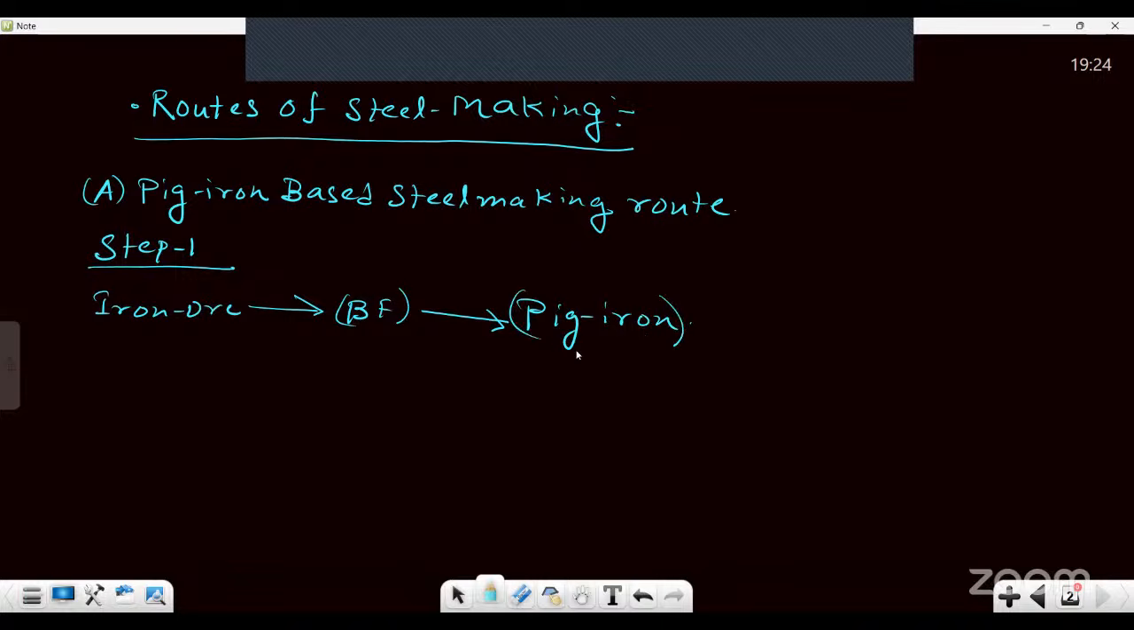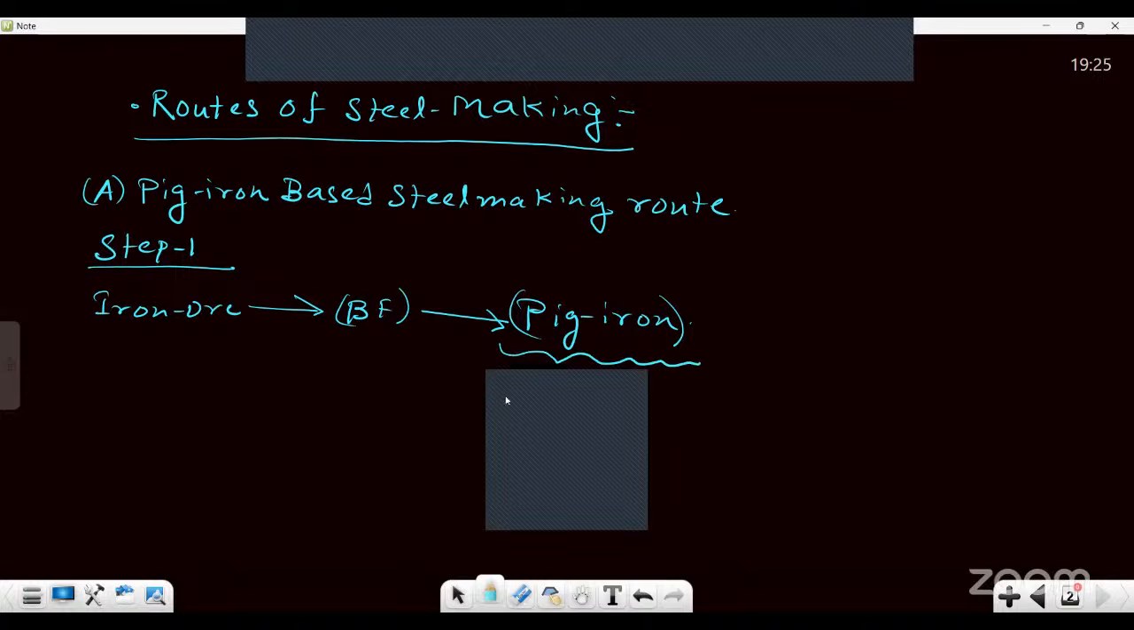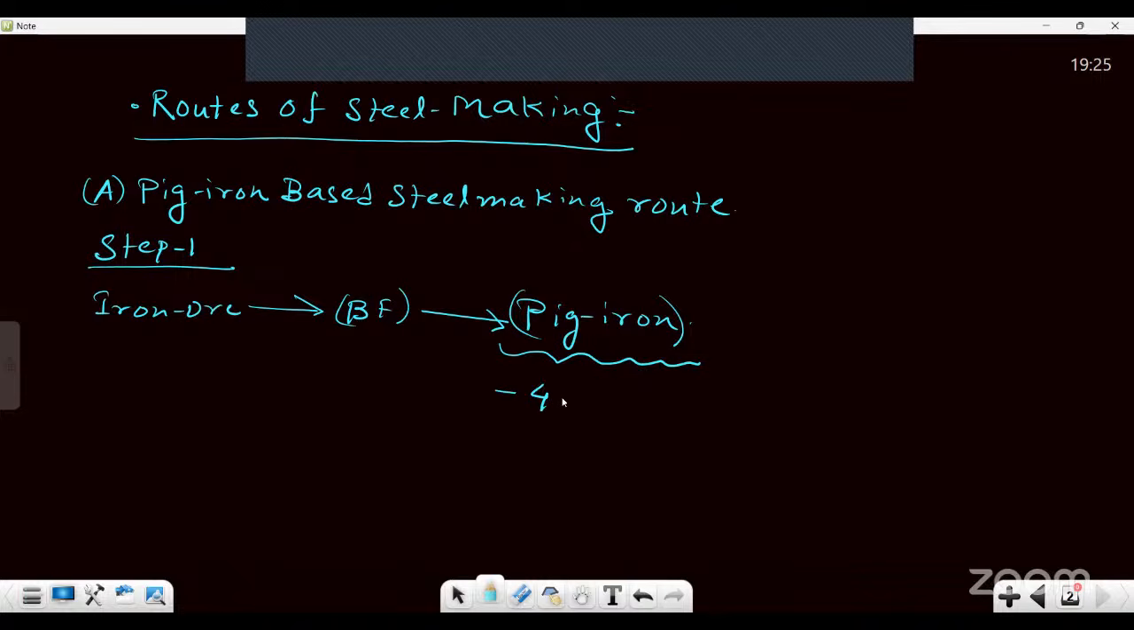Now what is the composition of this pig iron? The pig iron contains about 4% carbon. It contains high silicon and manganese. And there are certain impurities also, the impurities that will come inevitably.